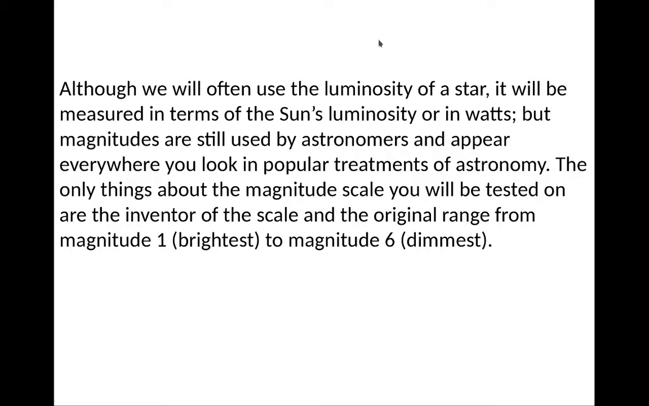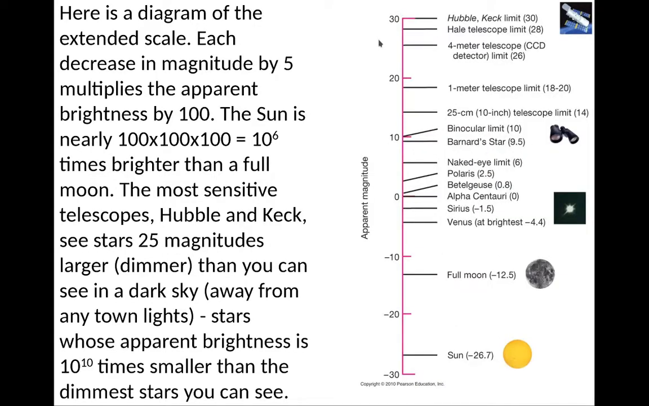So here's the thing that's interesting about that. It's backward from all the scales you're used to. Usually larger numbers mean brighter. Here, smaller numbers mean brighter. So for instance, magnitude 1 is brighter than magnitude 6. All right, just keep that in mind.